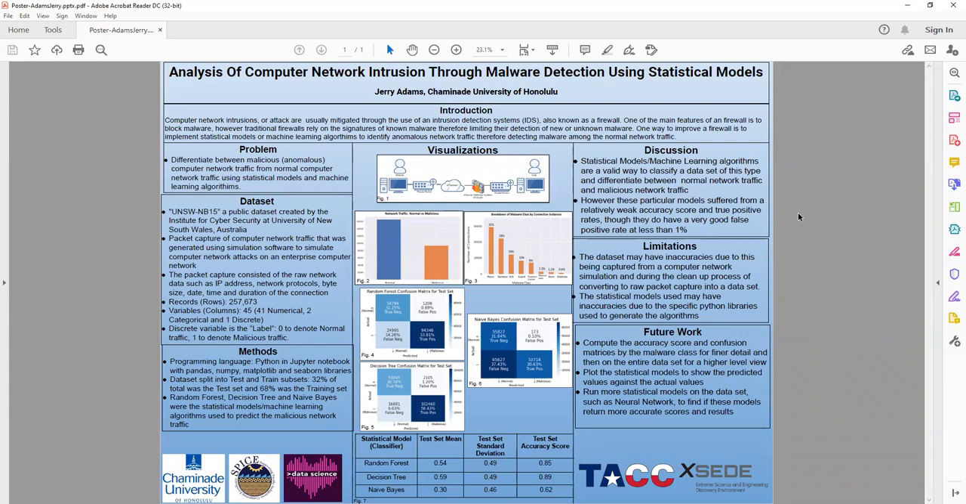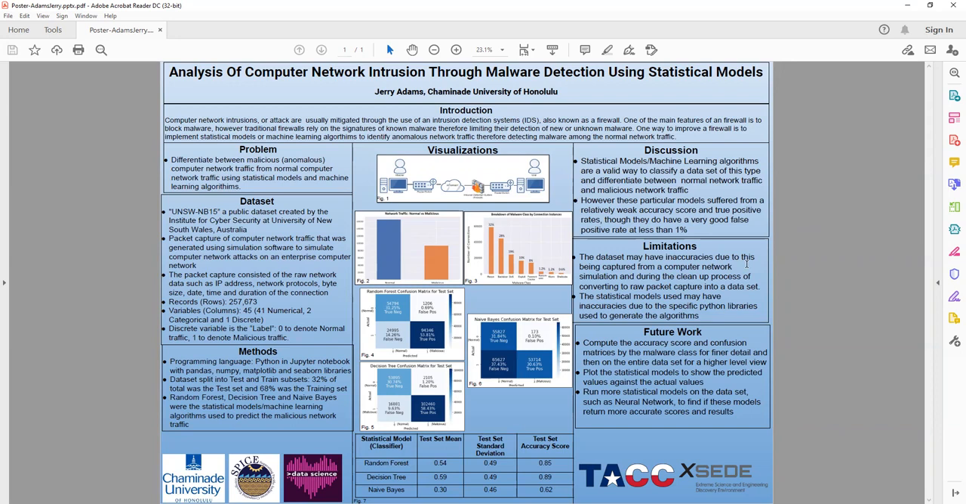Limitations. The limitations of this project are that the dataset may have had inaccuracies due to this being captured from a computer network simulation versus a real physical network, and there may have been errors during the cleanup process of converting the raw packet capture into a dataset. Also, the statistical models I used may have had inaccuracies in them due to specific Python libraries used to generate the algorithms, which could account for some rate and score inaccuracies.